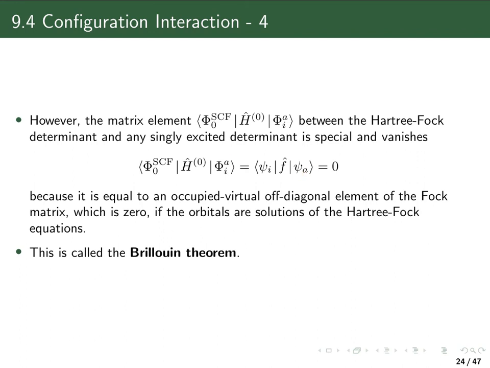Now, if the spin orbitals are the solution to the Hartree-Fock equations, then these integrals over the Fock operator, where we have occupied and virtual spin orbitals, are all zero, because one solves the Hartree-Fock equations by diagonalizing the Fock matrix in the basis of the orbitals, which means that this integral, which belongs to the off-diagonal block, is zero. And this result is called the Brillouin theorem, which is of course very useful because there's another set of integrals over the Hamiltonian which is zero.